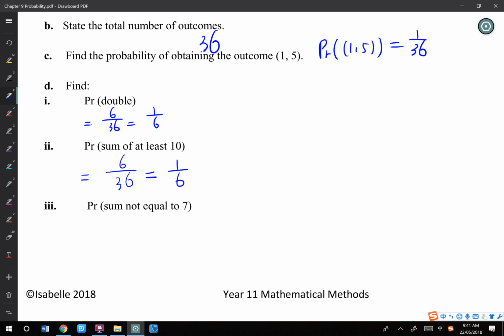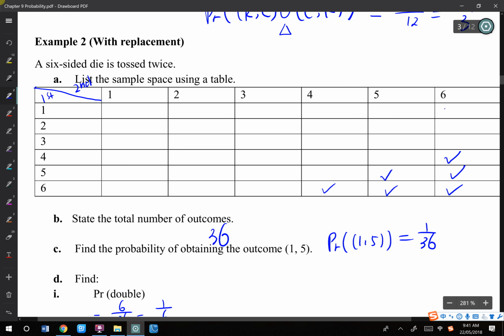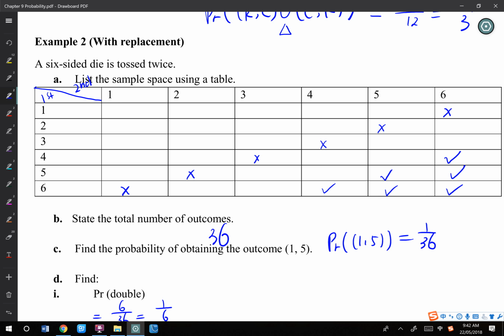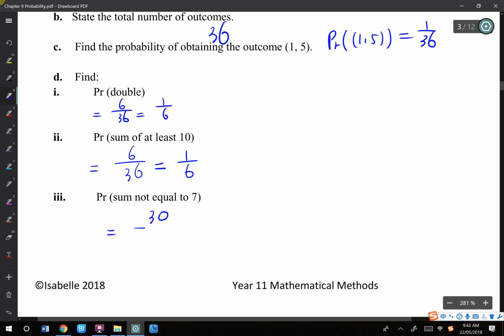Okay, a sum not equal to 7. What do you count? You count the outcomes that give you 7. So 1, 6 will give you a 7. 2, 5 gives you a 7. 3, 4 gives you a 7. 4, 3 gives you a 7. 5, 2 gives you a 7, and 6, 1 gives you a 7. There are 6 outcomes that give you 7. So there are 30 outcomes that are not going to give you 7. So it's 30 out of 36, which is 5 over 6.